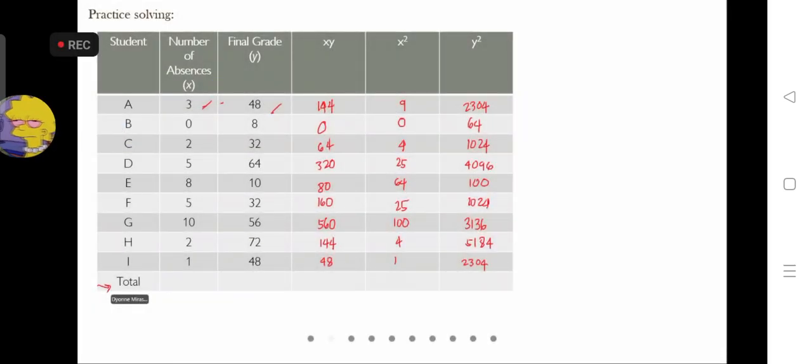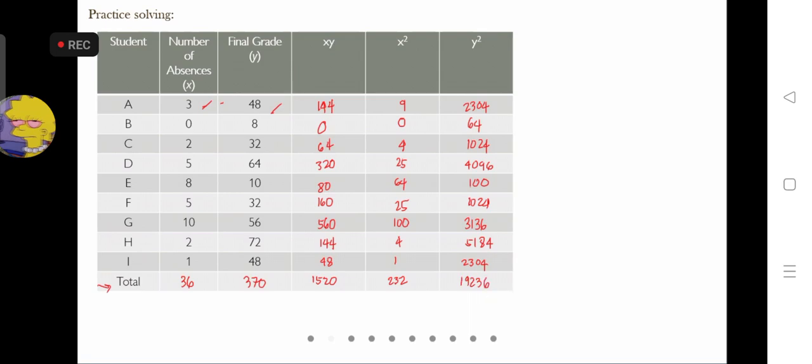So, what is the summation of x? 36. Summation of y, 370. Summation of xy, 1,520, miss. Okay. Summation of x squared, 232. Summation of y squared, 19,236. 1,936. So we already have our values for the summations.